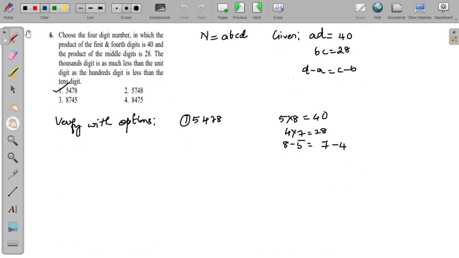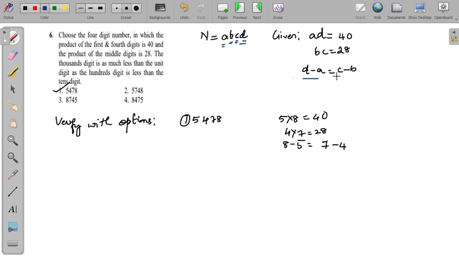Sixth question, choose the 4-digit number. I am taking the 4-digit number as ABCD, in which the product of the first and fourth digits is 40, that is A times D, and the product of the second and third digits is 28. Then the thousands digit is as much less than the units digit as the hundreds digit is less than the tens digit. That means the difference is equal. The thousands digit is A and the units digit is D.